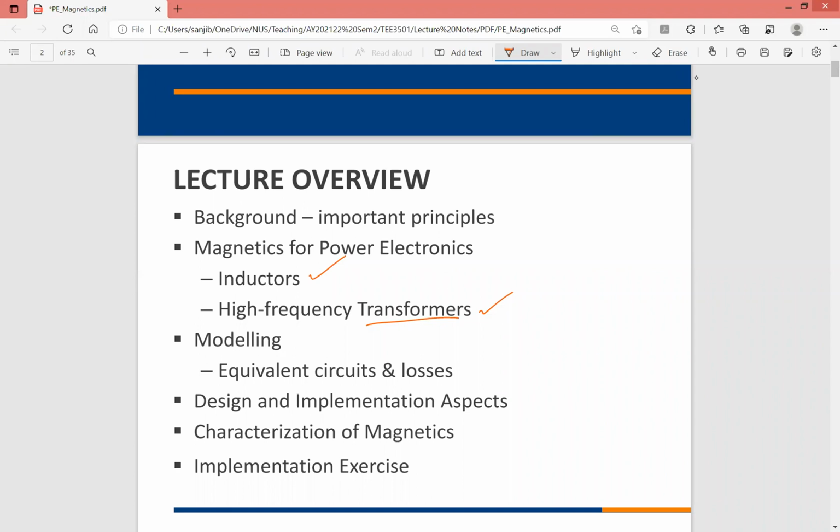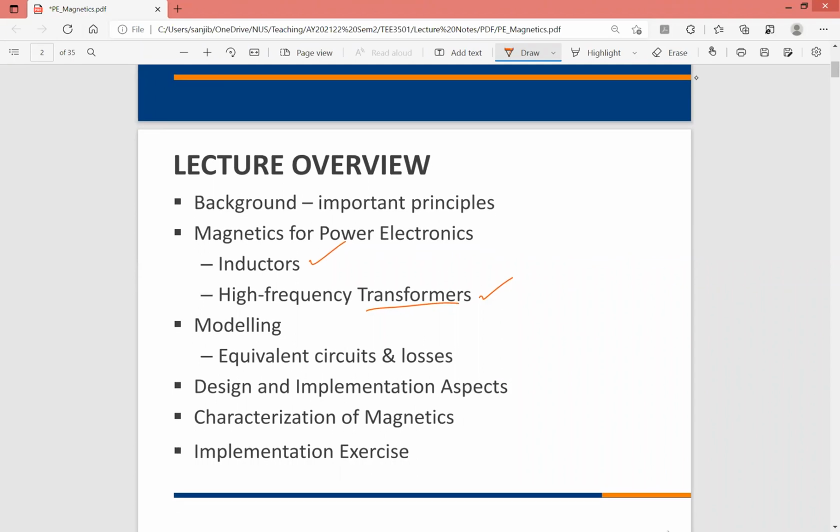So this chapter is basically about how to design those values. You have to literally build those components, because many times to get a certain type of response, you need to fix certain values. You cannot get those inductors and transformers directly from the market, and you may have to do the winding yourselves, right?